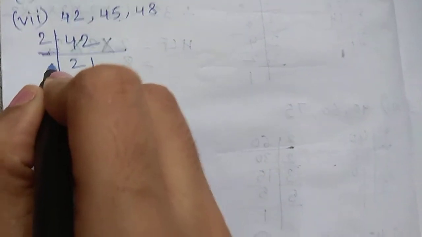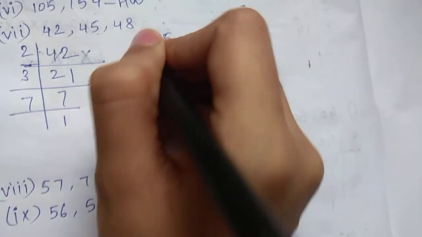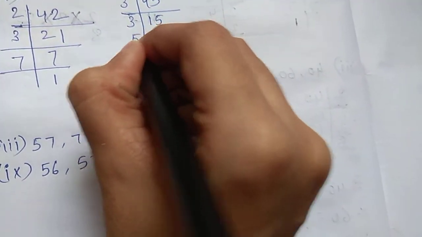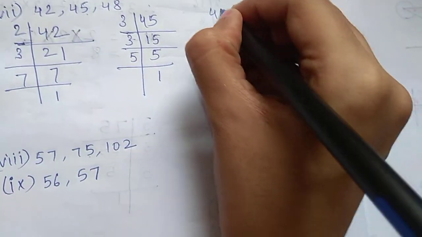2 21s are 42, 3 7s are 21, 7 1s are 7. Then 45: 3 15s are 45, 3 5s are 15, 5 1s are 5. Lastly, 48.